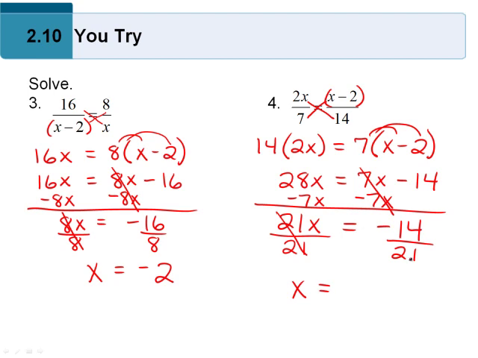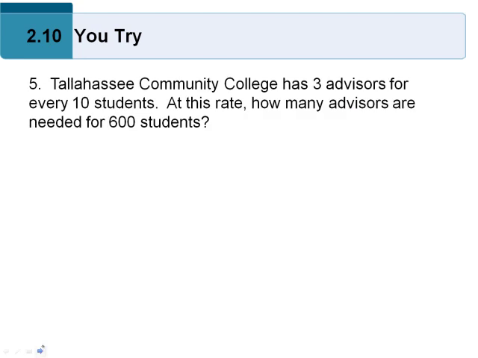Now over here, you can't divide 14 by 21, but we can reduce that. 7 will go into both of those numbers. Okay? So negative 14 divided by 7 is negative 2, and on the bottom, 21 divided by 7 is 3. So we end up with negative 2/3. Okay? All right. So now here we have some application problems.